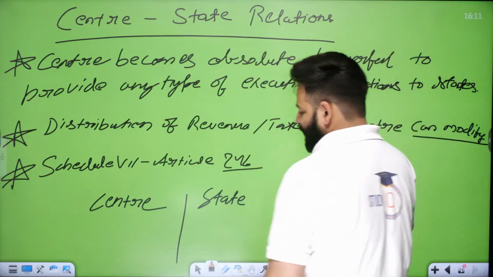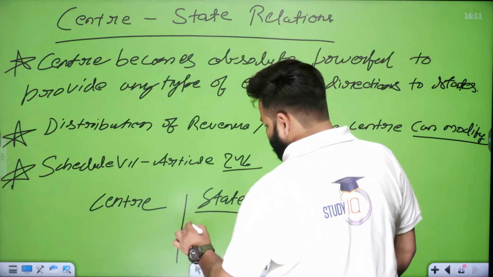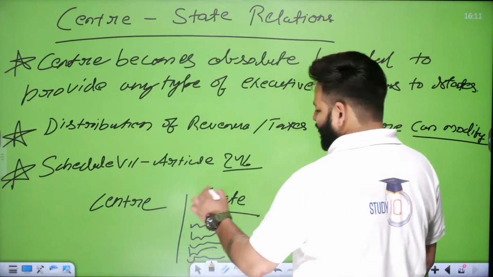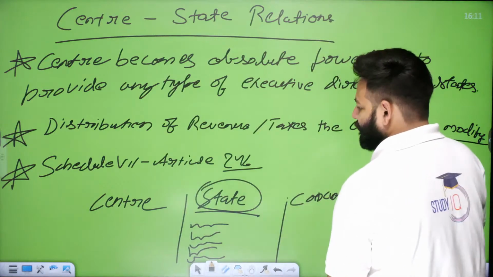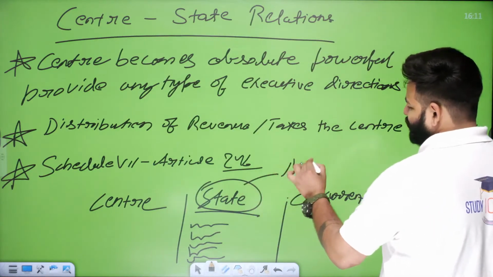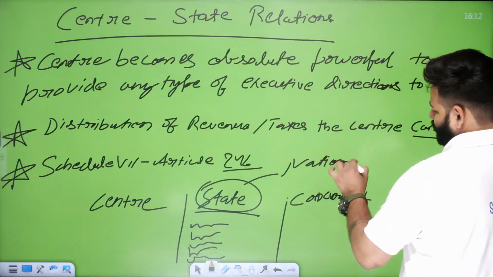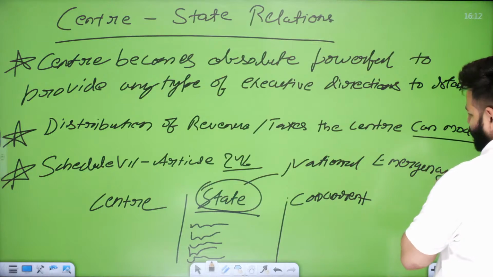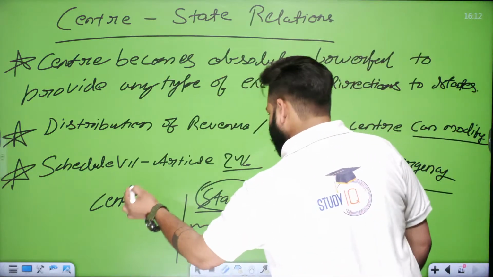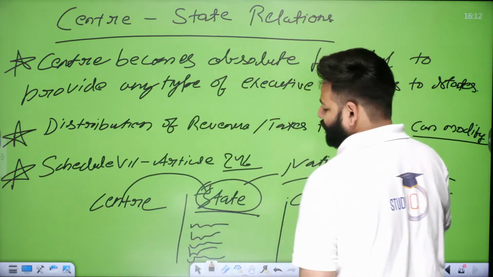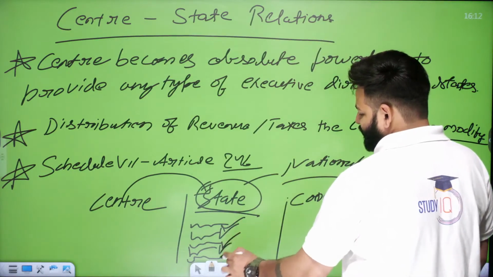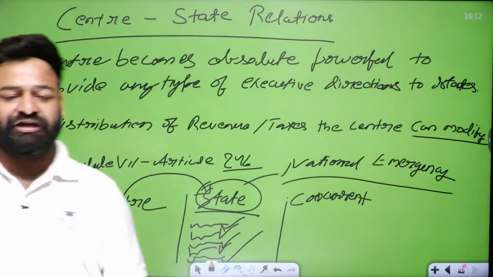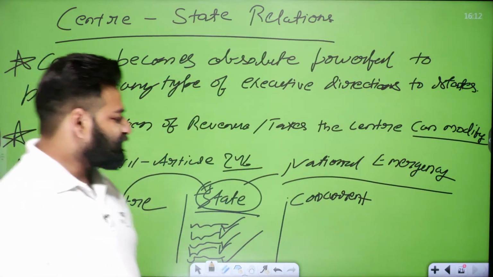In general conditions, for all the topics mentioned in the state list, only states are authorized to make laws. But when the national emergency is going on, the center can legislate on any topic that is mentioned in the state list, and such legislation continues to be under operation for 6 months.